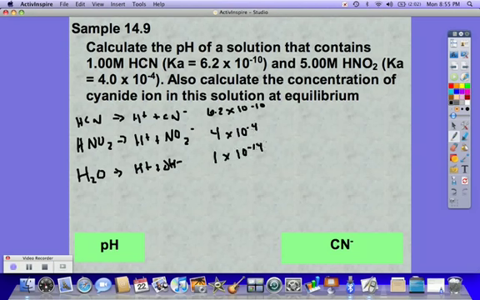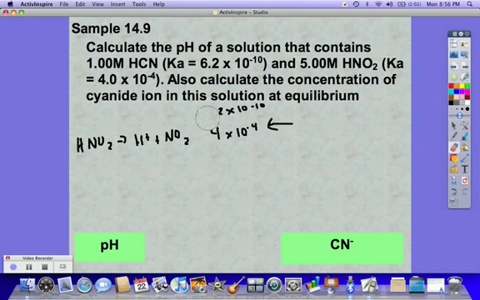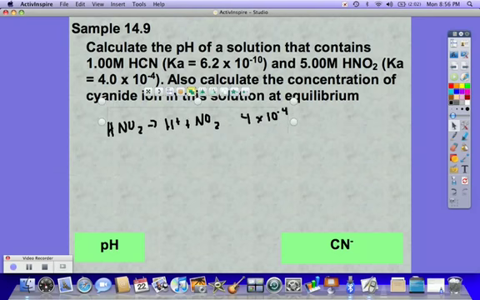So looking at our Ka values, we can see that HNO2 is much stronger than the other two acids, although it's still a weak acid. So it's going to be our main contributor to hydrogen ions. So first we're going to find the pH, and to do that we're going to use only the HNO2. So I'm going to erase the other two for now. So go ahead and set up your equilibrium expression and your ice table and see if you can find your pH.